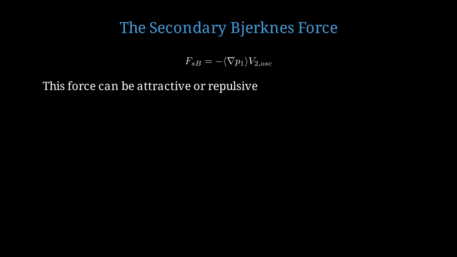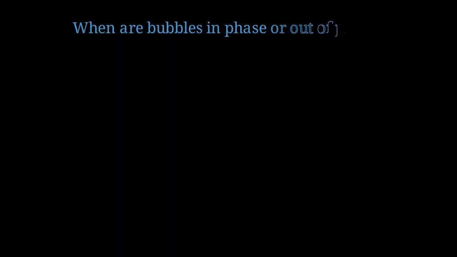This leads us to the secondary Bjerknes force, the force between two oscillating bubbles. The secondary Bjerknes force equals negative the time averaged gradient of the pressure field from bubble 1 times the oscillating volume of bubble 2. Unlike the primary force, which always pushes toward nodes, the secondary force can either attract or repel bubbles depending on their phase relationship. The magnitude scales as density times omega squared times R1 cubed times R2 cubed times the oscillation amplitudes divided by distance squared. This raises an important question.